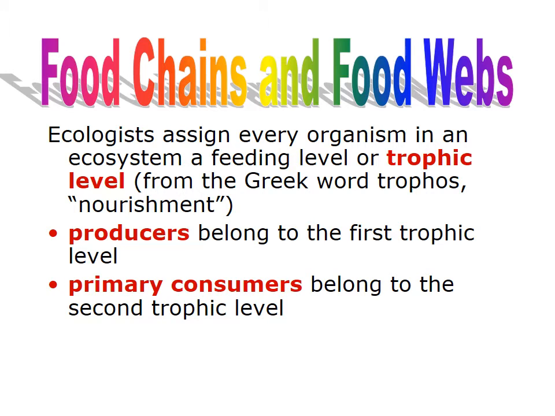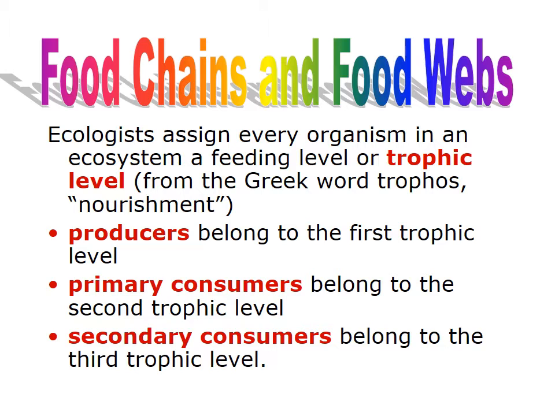Then you have the second trophic level, which is the organisms that eat the producers. Because they're the first level of consumers, we call them the primary consumers. They're the first consumers that are eating the producers directly. Then we have the third trophic level, which are the secondary consumers. Secondary consumers eat primary consumers, and so forth.